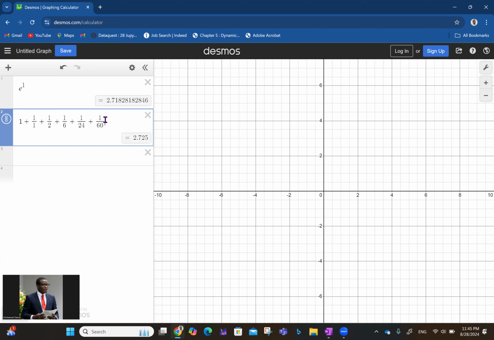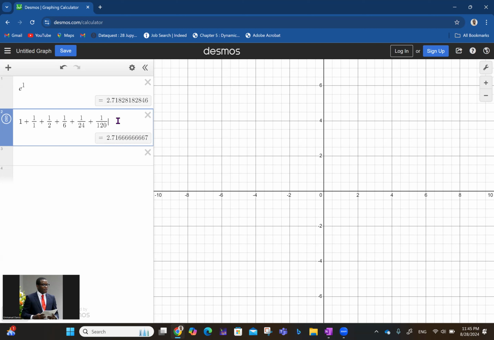So depending on what exactly you want. 4 factorial is 24. 5 factorial, that's 5 times 24, 120. Oh, that's 1 over 120, actually. Yeah. So you can see it's even closer.